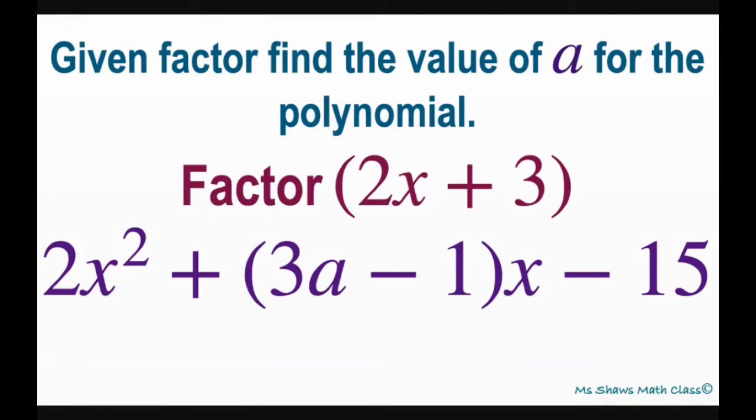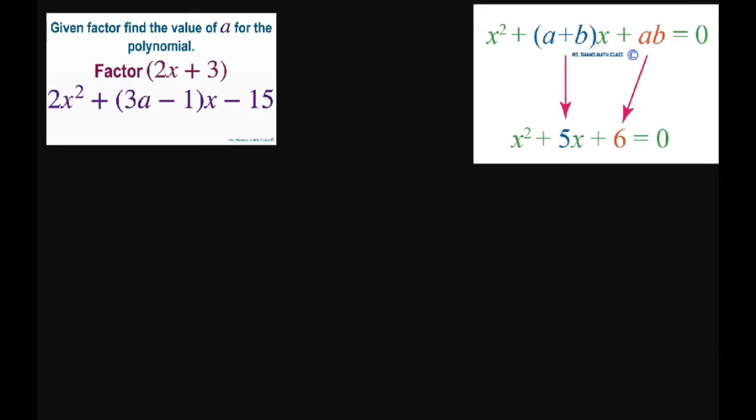Everyone, given the factor of 2x plus 3, we're going to find the value of a for the polynomial 2x squared plus the quantity of 3a minus 1 times x minus 15. I'm going to use two different methods here. The first method is a setup, and you have to do a little bit of mental math, but we have 2x squared plus 3a minus 1 times x minus 15.